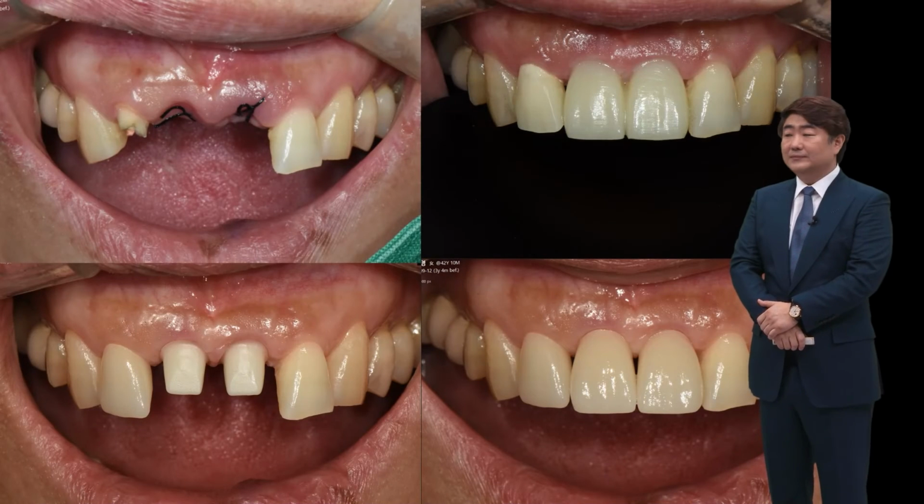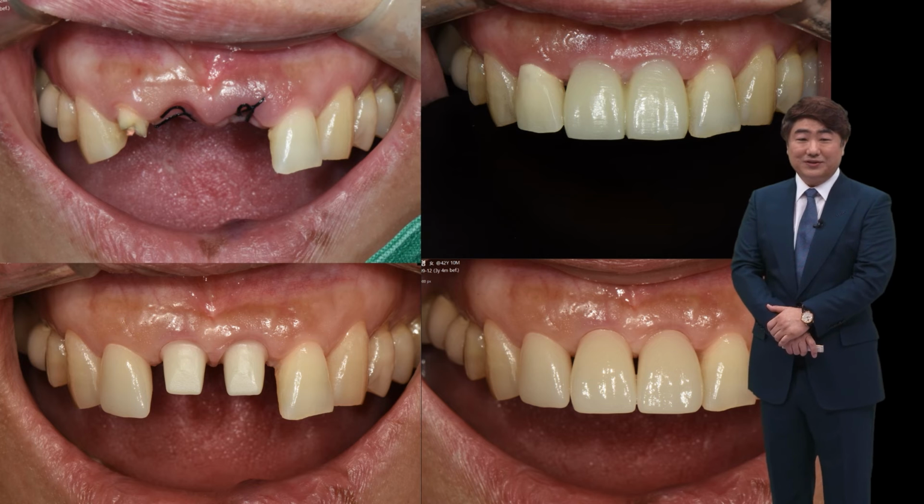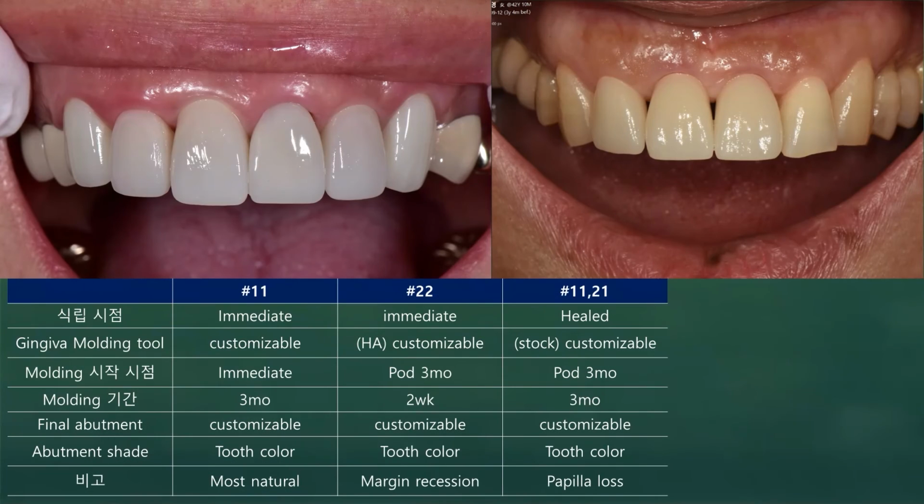So, from the initial visit to the final, the papilla might have been better. He came back after everything was remodeling, maybe. That's why.